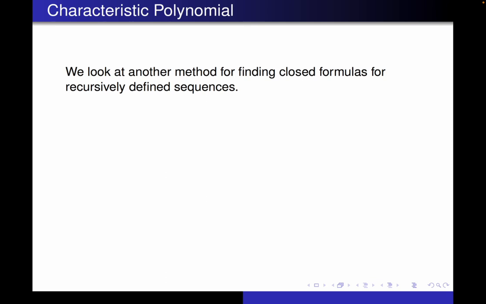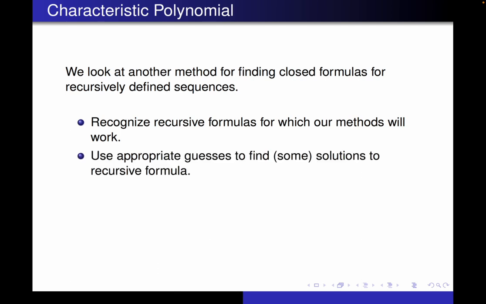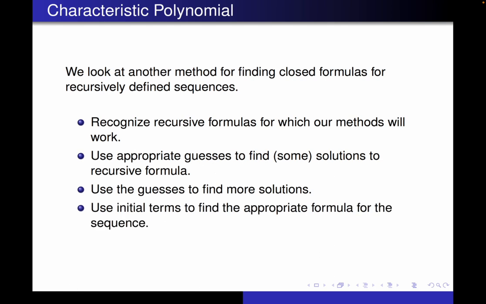Now that you've gotten some experience finding closed formulas for certain types of recursive sequences, we're going to find some more closed formulas for other types of recursively defined sequences. So the first thing we're going to do is learn how to recognize the recursive formulas for which our methods are going to work. We're going to take some guesses to find some of the solutions to the recursive formula. We're going to leverage those solutions that we find from our guesses to find more solutions, and then use those to find the appropriate formula for any given sequence.